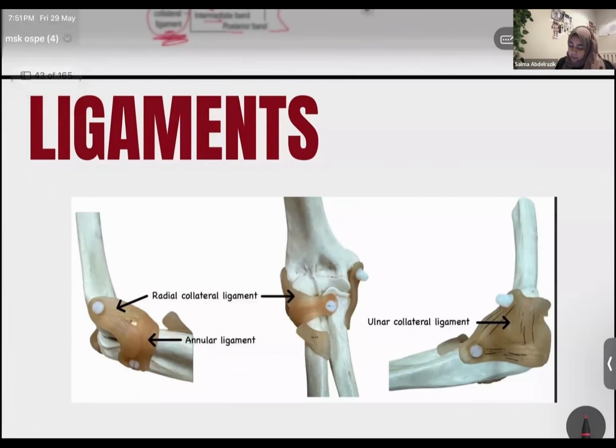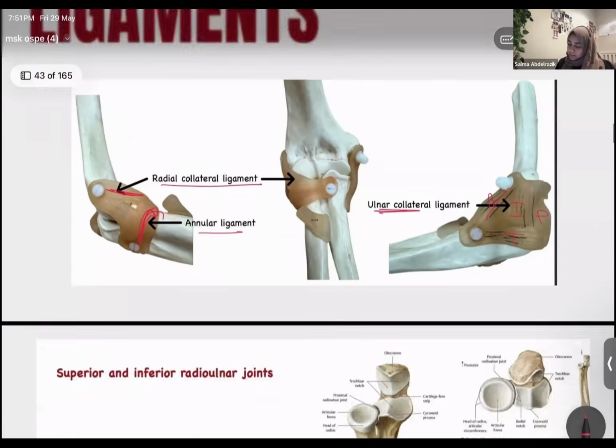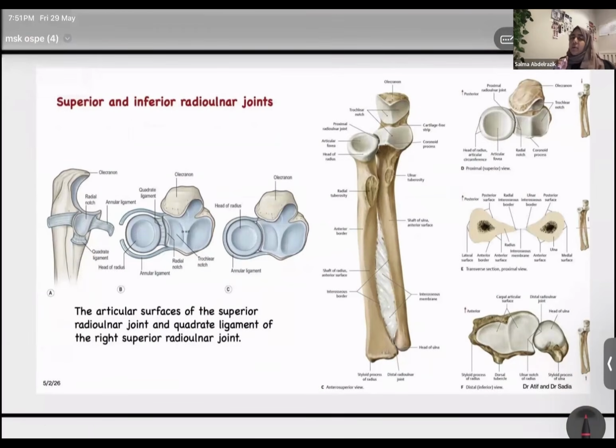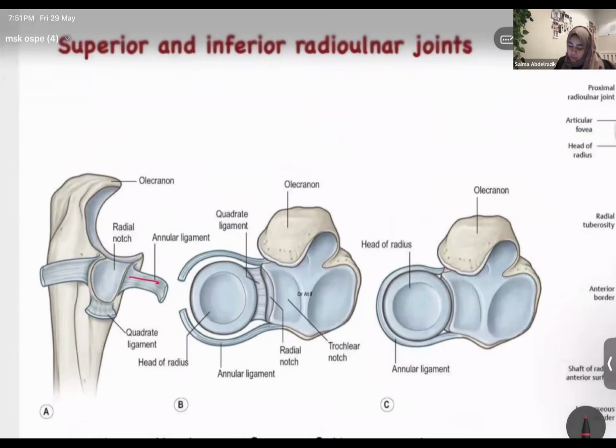This is the picture from the models. We have the radial collateral ligament going that way to the radius, the annular ligament going around the head. This is another view, and this is the ulnar collateral ligament. We have anterior, intermediate, and posterior, and this is the transverse band. I hate this picture because in the other things we clearly covered almost the same things, which is basically identification. So here's the annular ligament going around the radial head. It has the quadrate ligament, which connects between the annular ligament and the radial notch in the ulna.